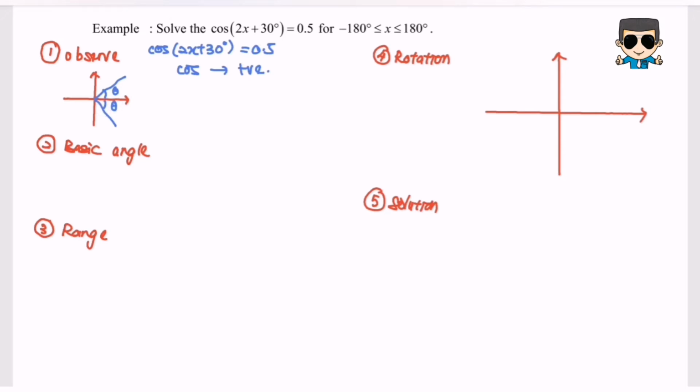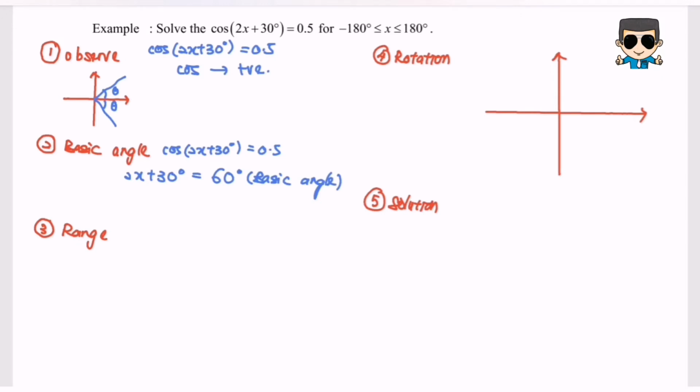Second step, we're going to determine the basic angle. Given cos(2x + 30°) = 0.5, with the help of the calculator, the basic angle for 2x + 30° is 60 degrees.